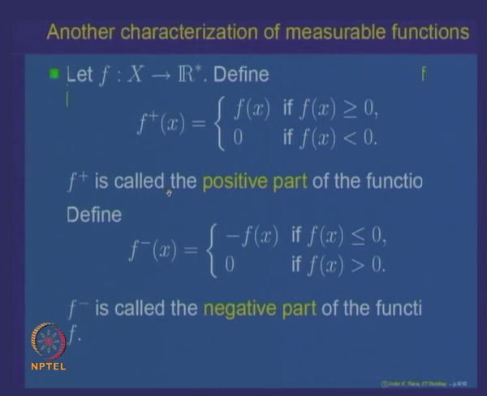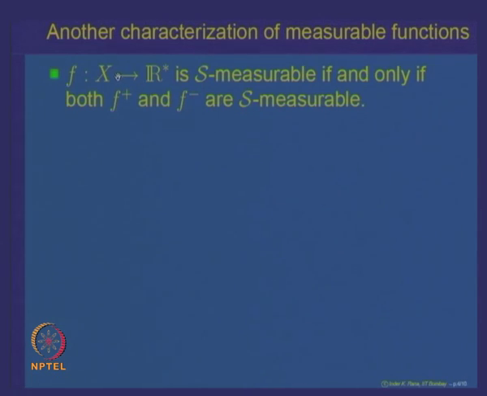We want to prove that if f, extended real valued, is a measurable function, then the positive part and negative part are both measurable functions, and conversely, if the positive part and negative part are measurable, then the function f is measurable. Namely, a function f on X taking extended real values is measurable if and only if both f plus and f minus are measurable functions. And the proof is rather simple.